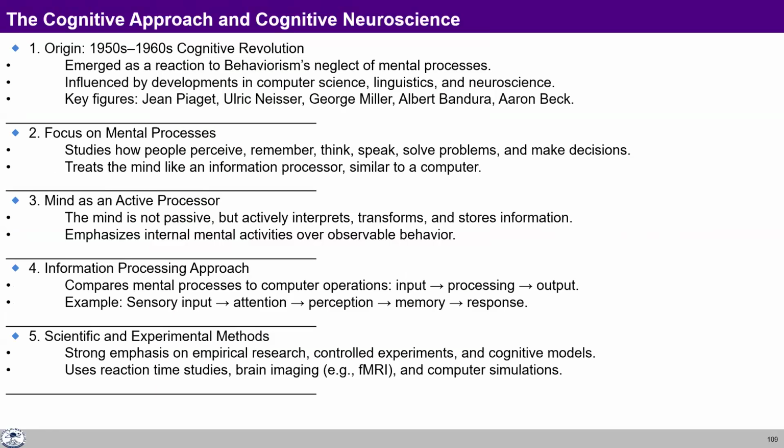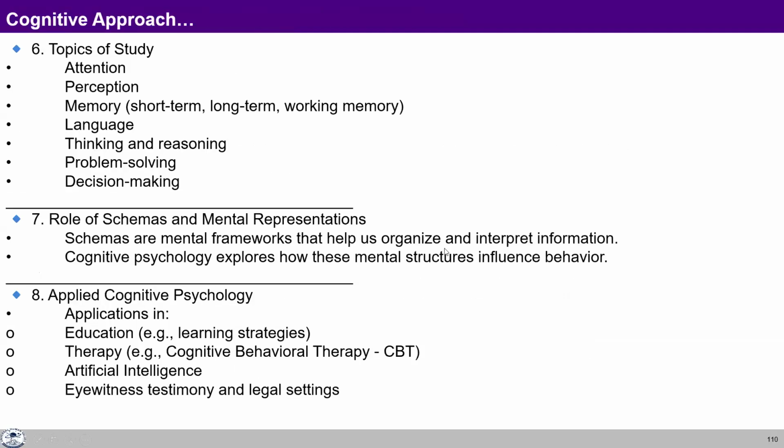Then the cognitive approach came, which basically talked about the brain, the neural activities. What is happening on the mental level? They treated the mind as an active processor, and an information processing approach was adopted. They used completely scientific and experimental methods, for example studying reaction time, imaging the brain through MRI, and computer simulations. They tried to see how sensory input drives attention, then perception, then memory, then response, something like what happens in a computer.